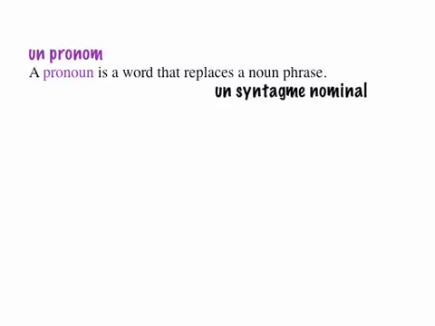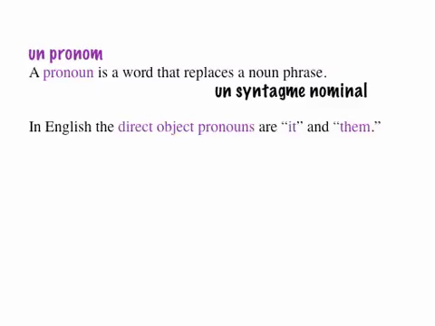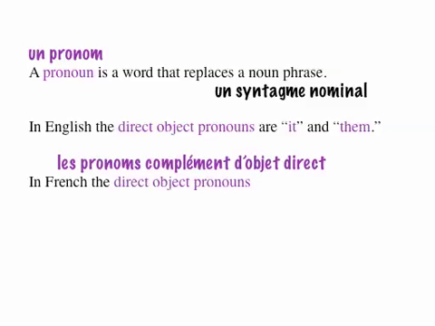Un pronom, a pronoun. A pronoun is a word that replaces a noun phrase, replaces le syntagme nominal. In English, the direct object pronouns are it and them. Think back to the sentence, the boy wears the suit. If you wanted to replace the object with an object pronoun, if you wanted to replace the suit with something, you would replace it with it. The boy wears it. In French, the direct object pronouns, les pronoms compléments d'objet direct, are le, la, and les.